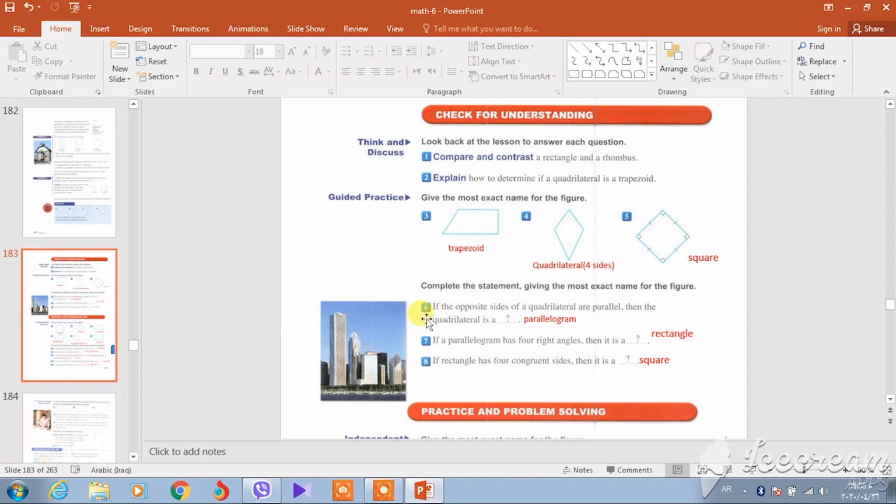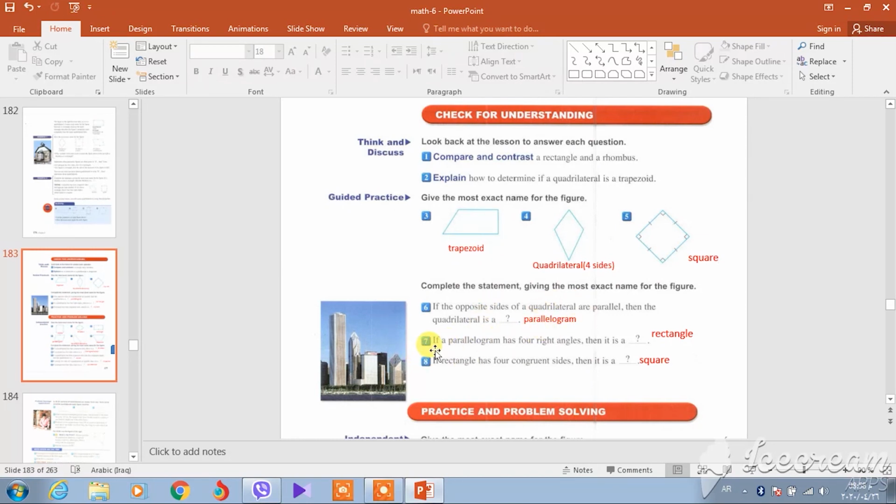In question 6, complete the statement giving the most exact name for the figure. If the opposite sides of a quadrilateral are parallel, then the quadrilateral is a parallelogram. So this type is a parallelogram.